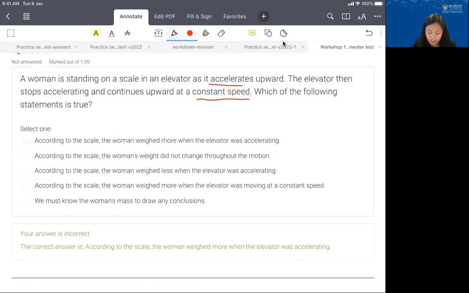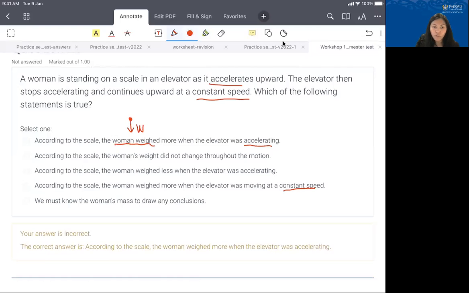So if you're looking at the statements, they relate to the weight of the woman when the elevator is accelerating or when it's at a constant speed. That means you have to figure out the weight of the woman in relation to the acceleration of the elevator. This is a bit tricky because of how you draw your free body diagram.